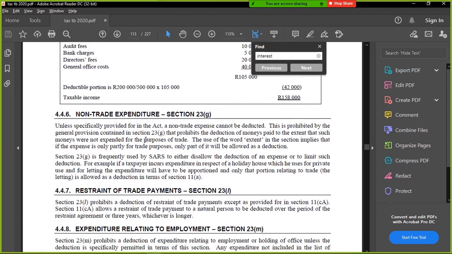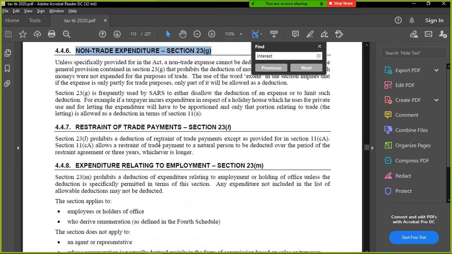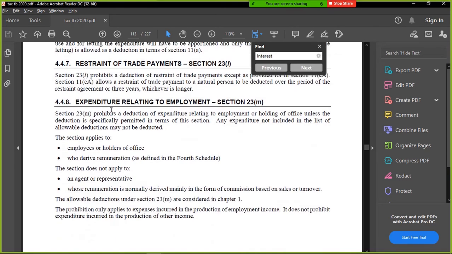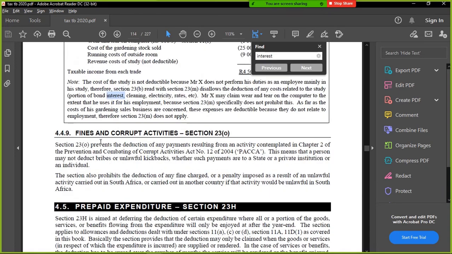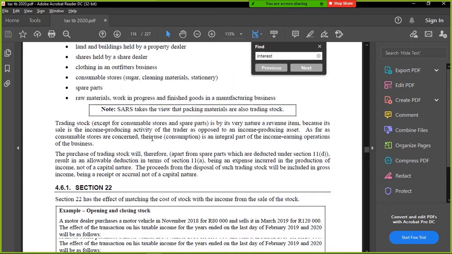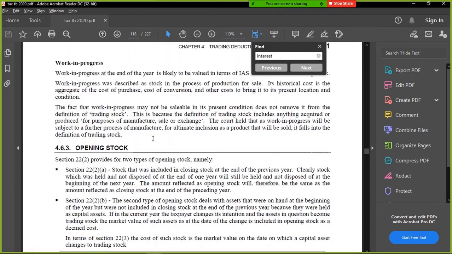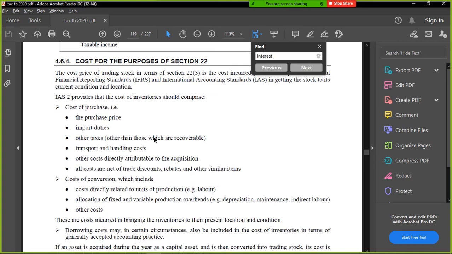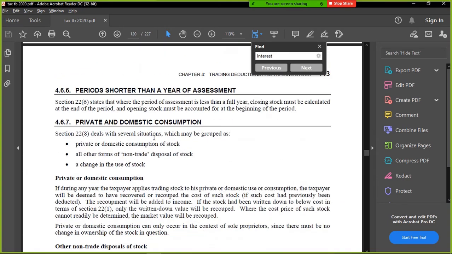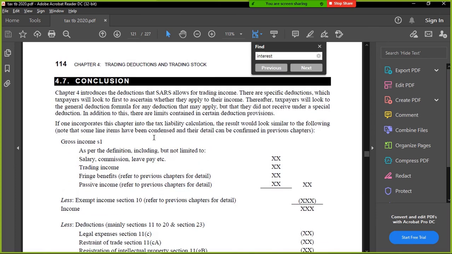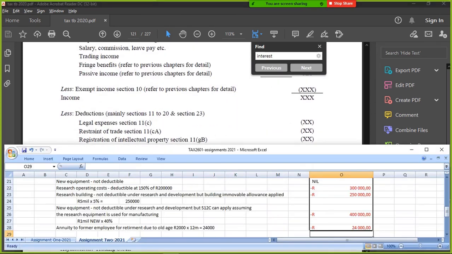Non-trade expenditure. This you could probably use as part of the discussion, because this is used for a dividend. Remember, this is interest on an overdraft for a dividend, which is something completely different. It's got nothing to do with your operations, and that's why I'm saying it's not going to be deductible. It's not relating to employment. It's related to equity dividends. It's not a fine. It's not prepaid. It's not trading stock. Yeah, I'm going with not deductible here. But let's just quickly go through all of it. Let's just see if there's anything else maybe. Yeah, there's nothing else. Okay, so that answers the question then.